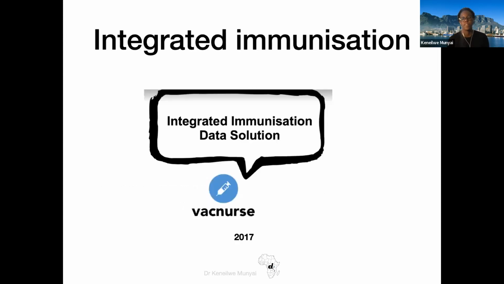The other project that we did back in 2017 with the VACFA team was the integrated immunization data solution project. So here, it was not necessarily the VACFA team that worked on the project, but it was a group of postgraduate students applying the design thinking process to understand what the issues are.